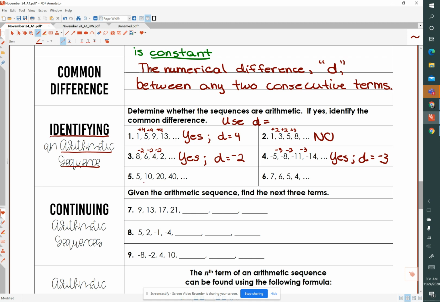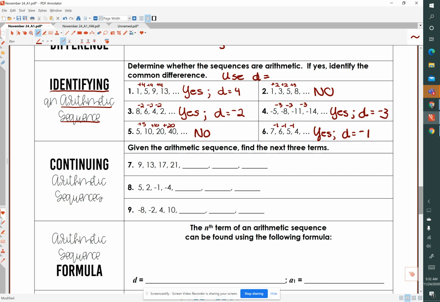And let's look at number 5. I've added 5 to get to 10, then I've added 10, and then I've added 20. Not a common difference. So simply no, not an arithmetic sequence because there's no common difference between those values. And let's look here. We're subtracting 1, 6 to 5, subtract 1, 5 to 4, subtract 1. So yes, we have an arithmetic sequence and the common difference is subtracting 1.